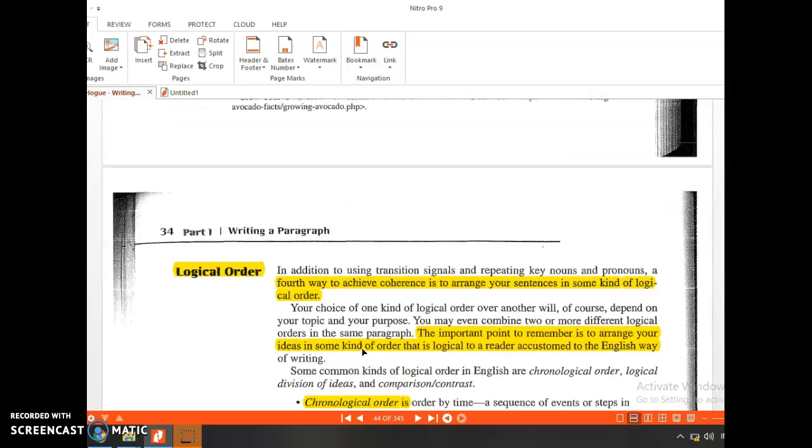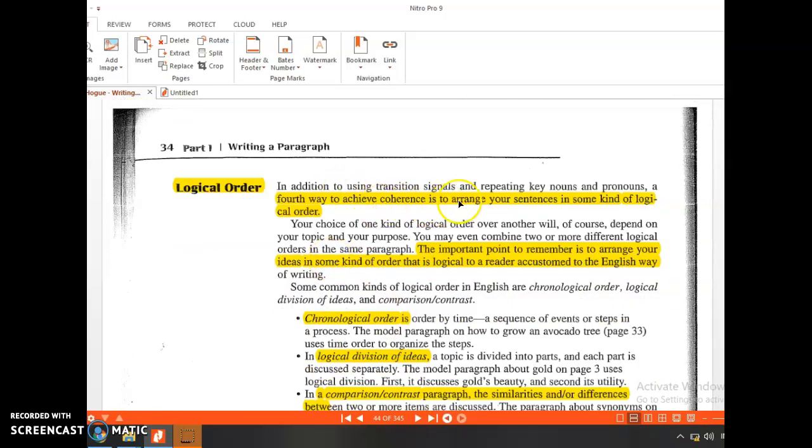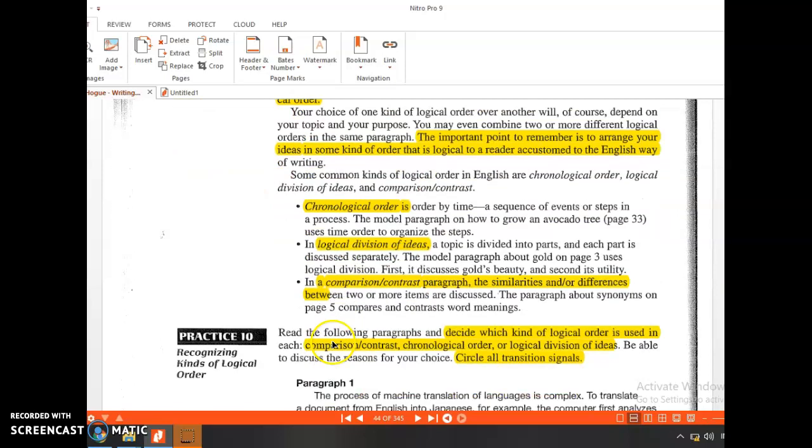And then logical order. Logical order is the fourth way to achieve coherence, to arrange your sentences. The common kinds of logical order are chronological, logical division, and comparison and contrast. So you have to see page 33 to see the model paragraph. Chronological means it is ordered by time. Logical division of ideas: usually a topic is divided into parts and each part is discussed separately. And then a comparison and contrast paragraph, so you discuss similarities or differences.